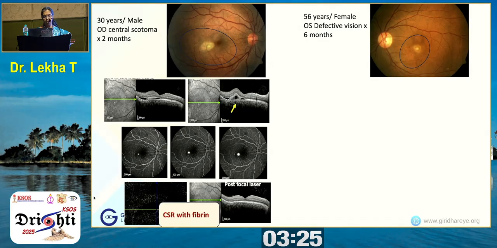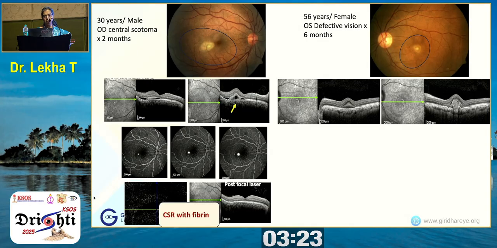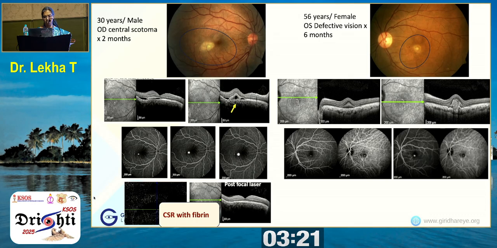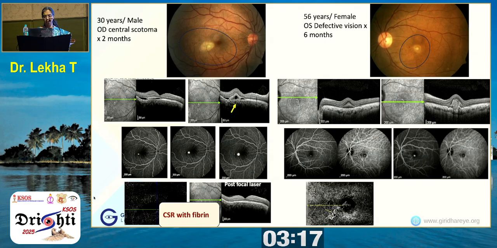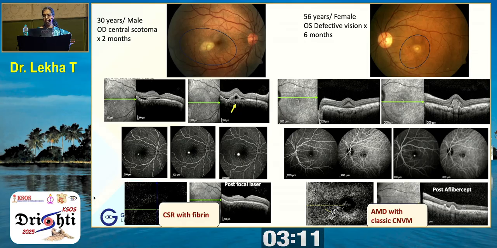This is a more elderly lady with defective vision. There is subretinal hyperreflective material or SHRM. There was a typical classical type of leak on FFA and ICGA, network on OCTA, suggestive of AMD with classic CNVM, and this has to be treated with anti-VEGF.